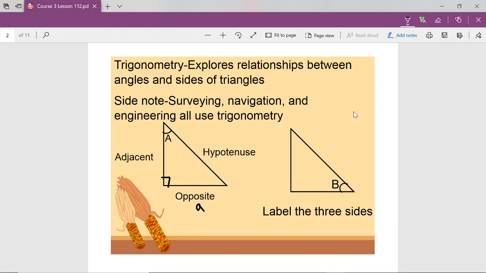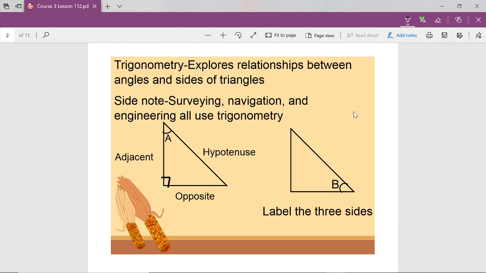And then close to the angle that we care about is called the adjacent side. That adjacent side, adjacent means that you're next to it. So we actually are next to this side right here. So that would be considered our adjacent side. So we have opposite, we have adjacent, and we have hypotenuse.